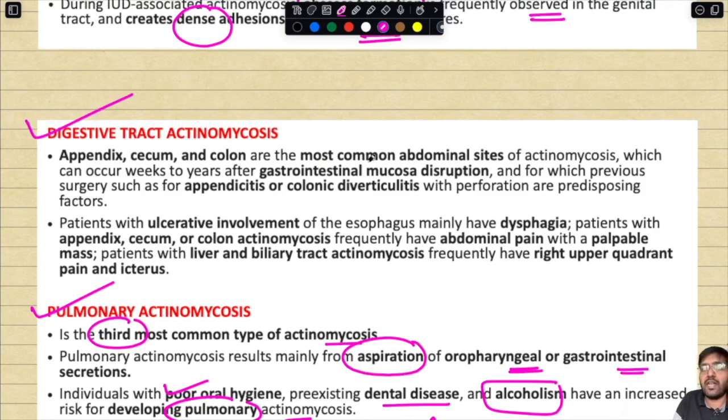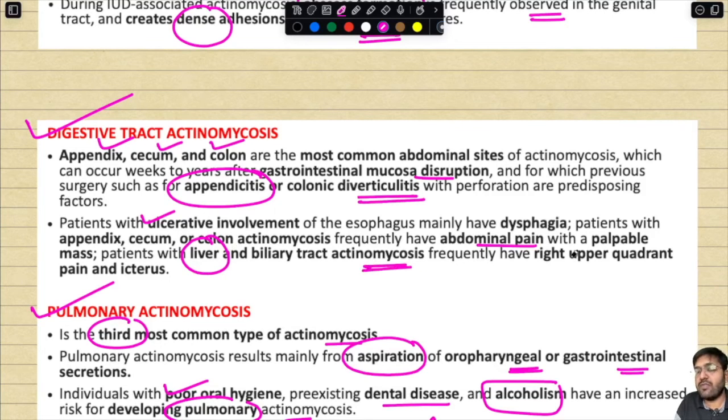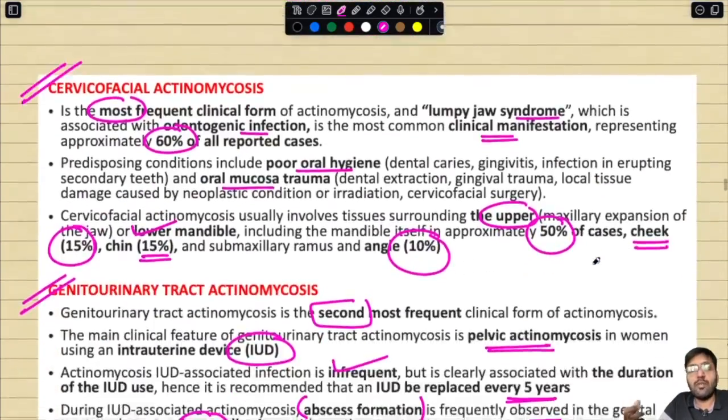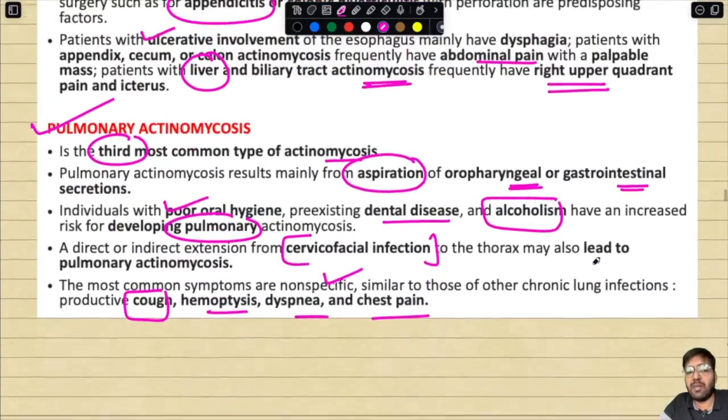Then comes digestive tract actinomycosis. Remember, appendix, cecum, and colon are the most frequent abdominal sites of actinomycosis, which can occur weeks to years after GI mucosa disruption, for which previous surgery, as for appendicitis or colonic diverticulitis with perforation, are predisposing factors. Patients with ulcerative involvement of the esophagus mainly have dysphagia. Patients with appendix, cecum or colon actinomycosis frequently present with abdominal pain with a palpable mass. Patients with liver and biliary tract actinomycosis frequently have right upper quadrant pain and icterus. So these are the different varieties of actinomycosis and the way that they present. The most common is the cervicofacial, second genitourinary, third the pulmonary variety.